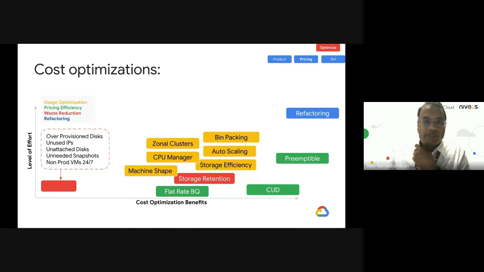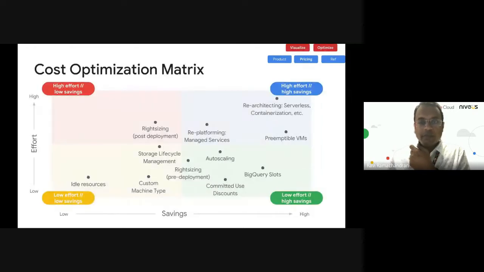But at the same time, on the extreme right at the top is refactor, which essentially means that some workloads need to go through changes. It could be virtualization to containerization and so on and so forth. Of course, we have a detailed slide coming up from the Niveus team.